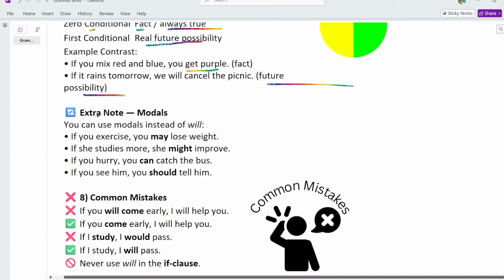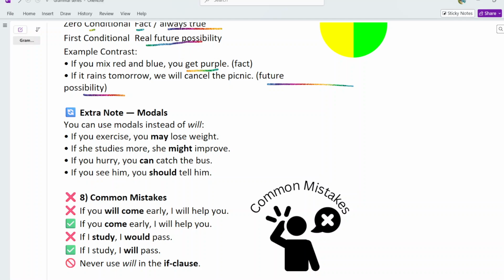Now let's quickly look at something extra for you. A very interesting point is that English adds flexibility, guys. Flexibility means you can play with many of the words and grammatical tools and make your own sentences sound interesting. Instead of will, as I told you, you can use words like might, may, can, should, to sound polite. This changes the certainty from strong to possible or advisory.